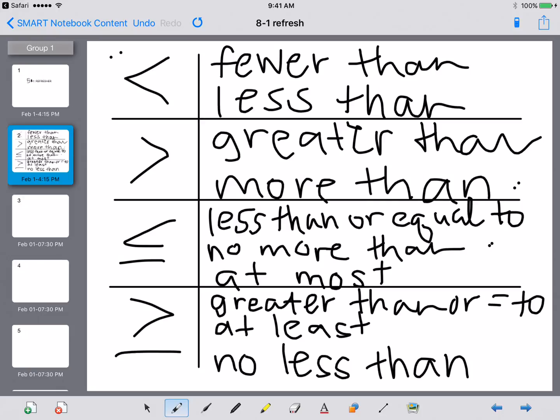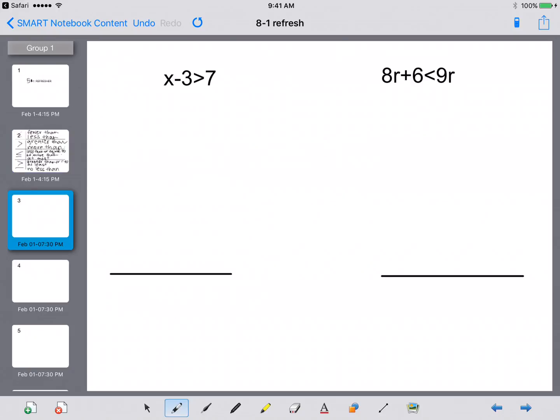Okay, moving on, we're going to do some problems once again just to get a little refresher reminder on what to do. But it's mostly just like what we've been doing, solving for our variables. So in this case, x minus 3 is greater than 7. We want to get x all alone, so we're going to add 3. What you do to one side, you do to the other.